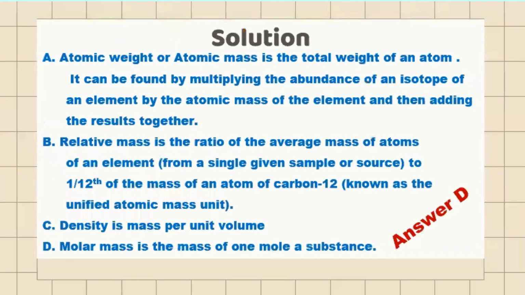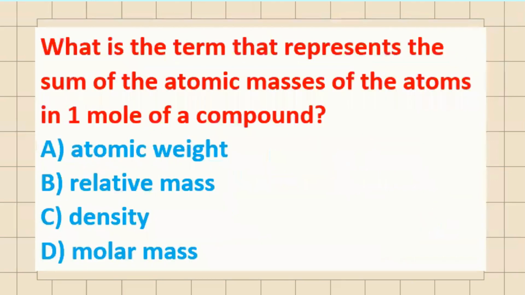Let's see the answer. Okay, atomic weight or atomic mass is the total weight of an atom. It can be found by multiplying the abundance of an isotope of an element by the atomic mass of the element and then adding the results. It is similar to relative atomic mass, average atomic mass, or simply atomic weight or atomic mass, which is the ratio of the average mass of atoms of an element. Okay. Density is mass per unit volume. Molar mass is the mass of 1 mole of the substance. Therefore, the answer is D, molar mass.